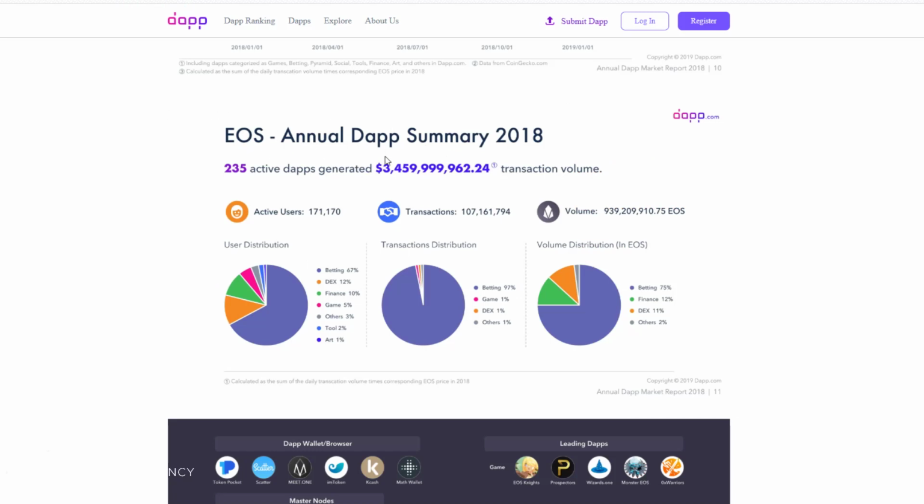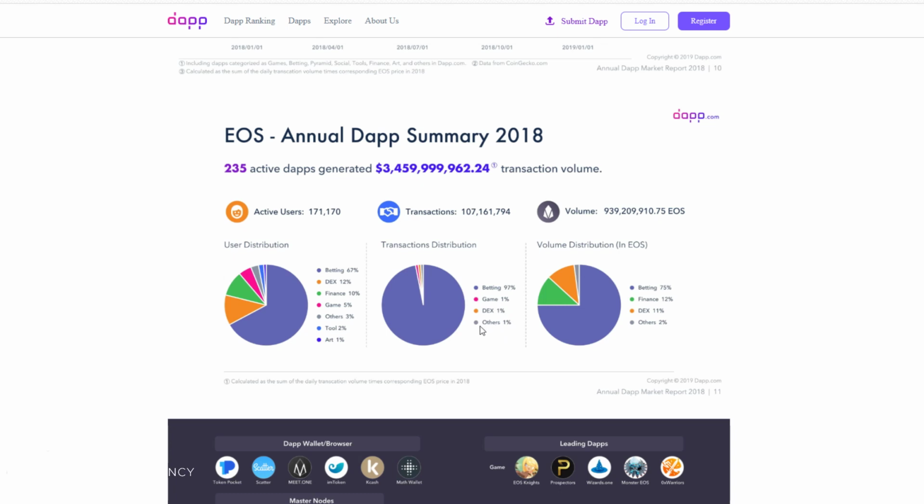So the EOS annual DApp summary for 2018. They've had 171,000 active users, user distribution 67% on betting, 12% on decentralized exchanges, 10% on finance, 5% on games, 3% on others. Now here's the interesting part, right? Transaction distribution, 97% on betting. 97%, 1% on games, 1% on decentralized applications, and 1% on others.